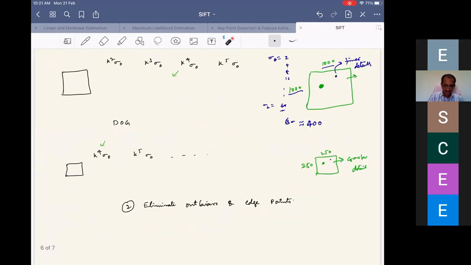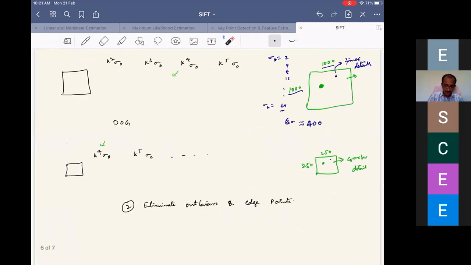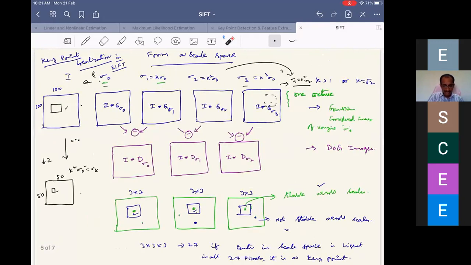In Laplacian of Gaussian, it doesn't matter whether it is a maxima or minima. Both are key points. Okay, this can be on the positive side, this can be on the negative side as well. So I don't bother whether it is maxima or minima. So across this 3 cross 3 cross 3, 27 pixels, if the center pixel is maxima or minima, I consider it as a key point.